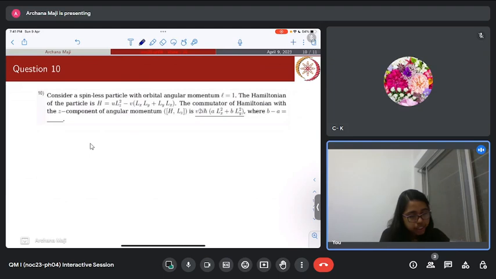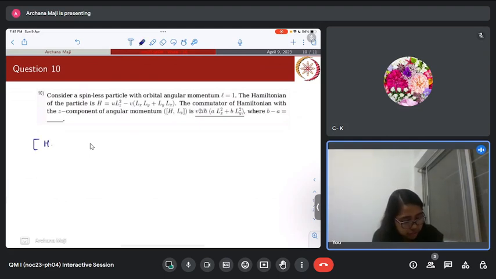Consider a spinless particle with orbital angular momentum. So spin is not involved in the problem. You have orbital angular momentum L equal to 1. The Hamiltonian of the particle is this. The commutator of the Hamiltonian with the z component of angular momentum is this; then what is b minus a? So all we need to do is find the commutator, and that's pretty simple, right?